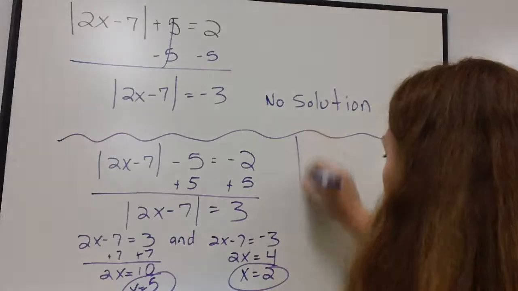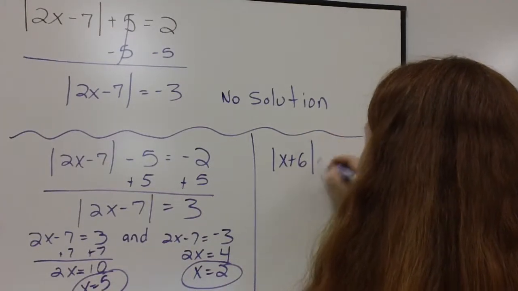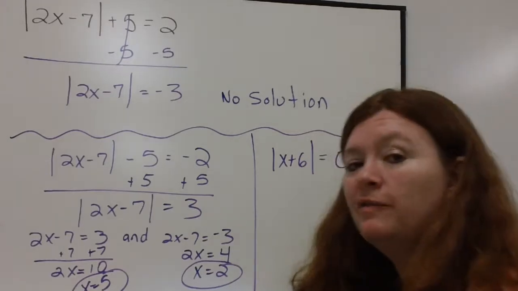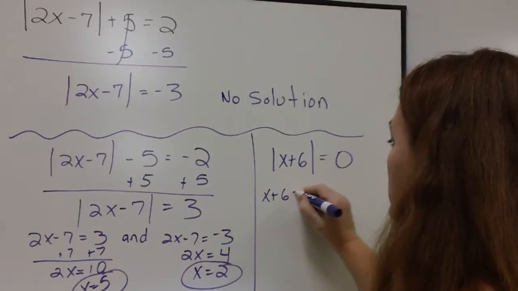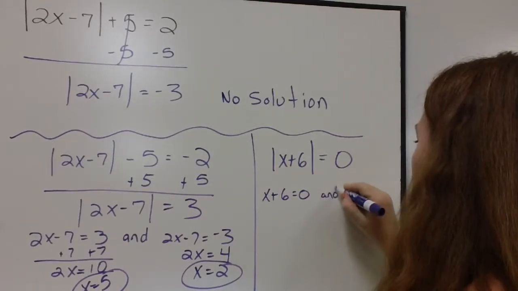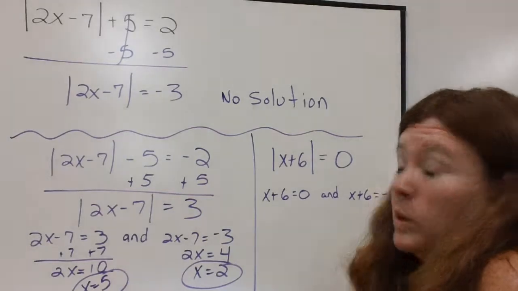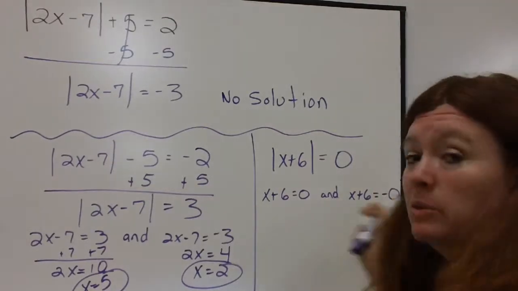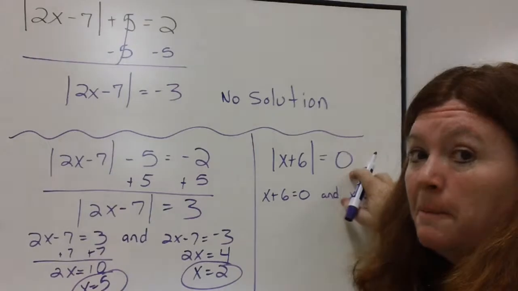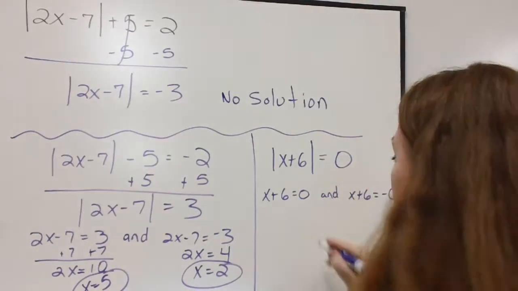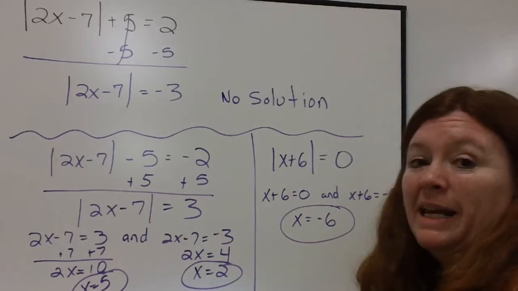And one last thing that I wanted to mention: when an absolute value is equal to 0, if I really wanted to, I could write x plus 6 equals 0 and x plus 6 equals negative 0. But really, what is negative 0? It's the same as 0. So whenever an absolute value is equal to 0, that's the only time you're going to get one solution. Only one answer will work.